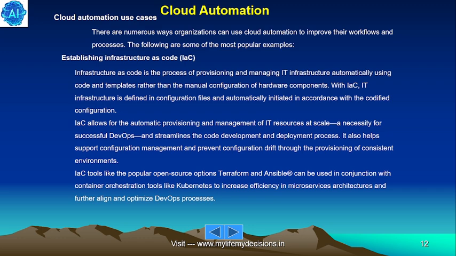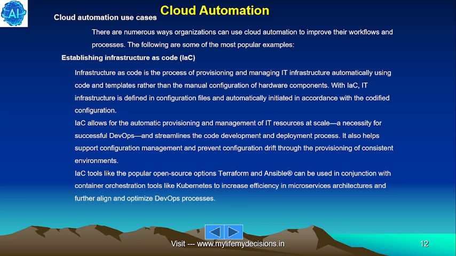Establishing infrastructure as code, IaC. Infrastructure as code is the process of provisioning and managing IT infrastructure automatically using code and templates rather than the manual configuration of hardware components. With IaC, IT infrastructure is defined in configuration files and automatically initiated in accordance with the codified configuration. IaC allows for the automatic provisioning and management of IT resources at scale, a necessity for successful DevOps, and streamlines the code development and deployment processes.